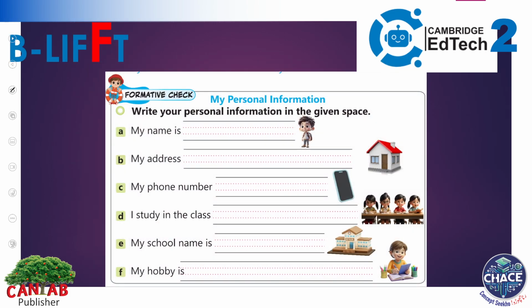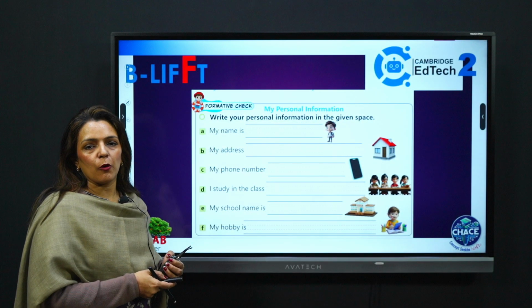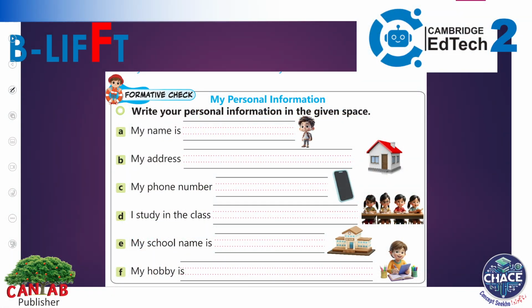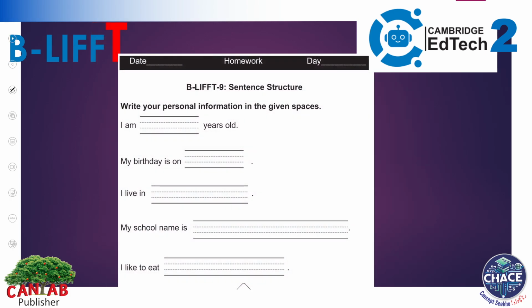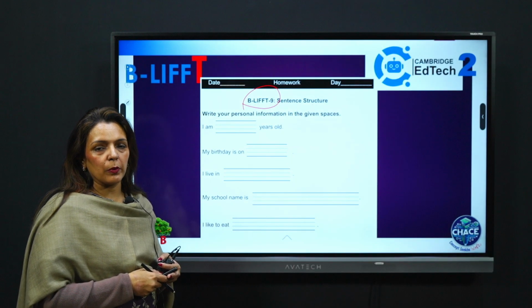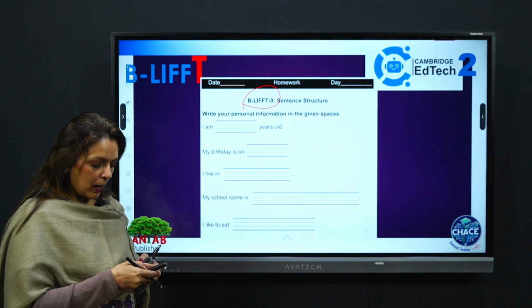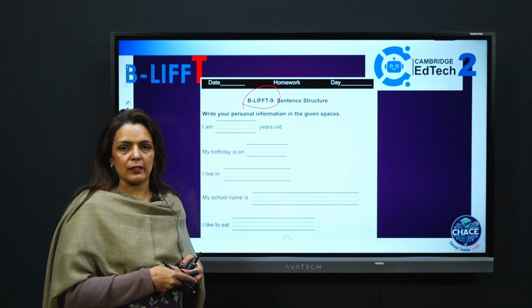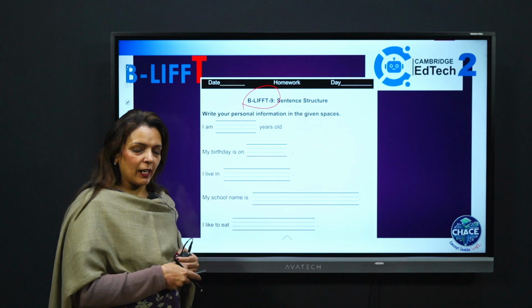Now, to check your understanding, you have to do this formative check in the class with the help of your teacher, in which you have to give personal information. For more practice, you have to go to the formative check, Thrive, which is B-LIFT number 9 in your practice book, and this is what you have to do at home with the help of your parents. I hope you have understood the formation of the simplest sentence structure.